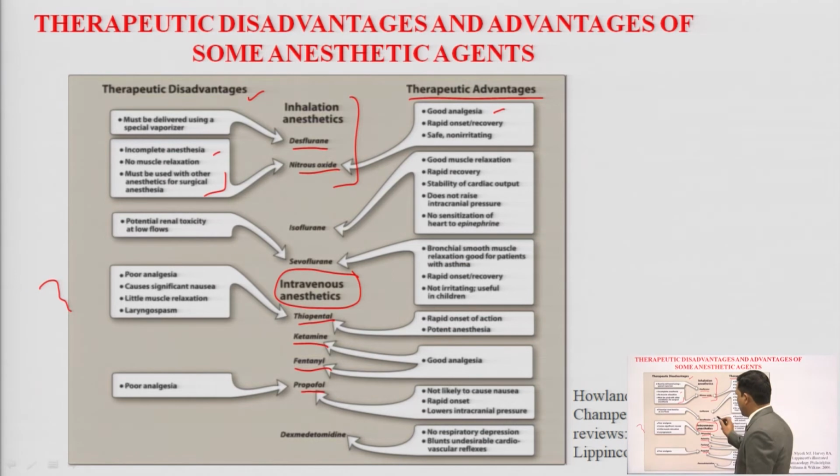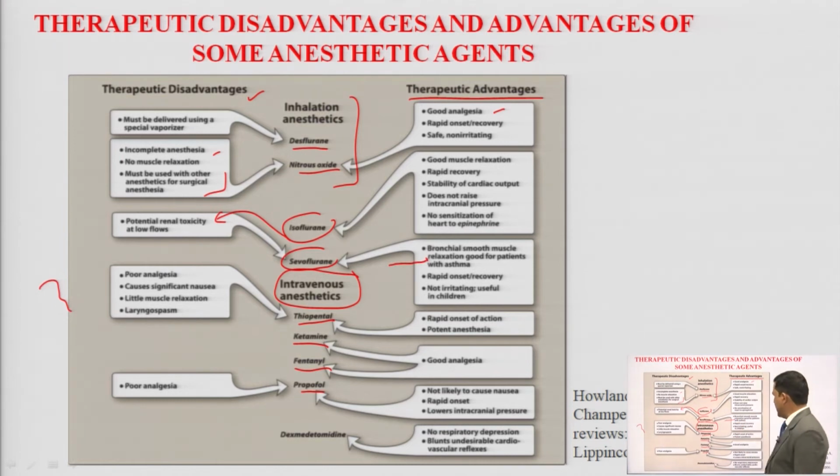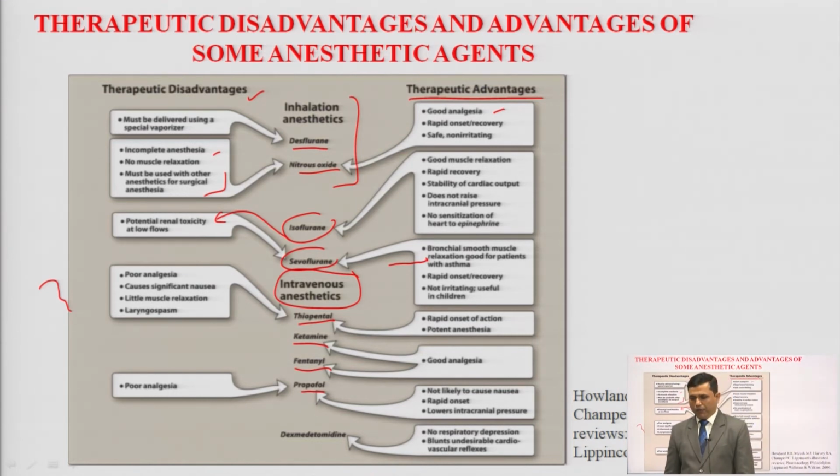Now, come to the isoflurane and the sevoflurane. Sevoflurane has some disadvantage regarding the potential renal toxicity at low concentration, and the sevoflurane causes bronchial smooth muscle relaxation and is good for patients with asthma. It also shows rapid onset and recovery.